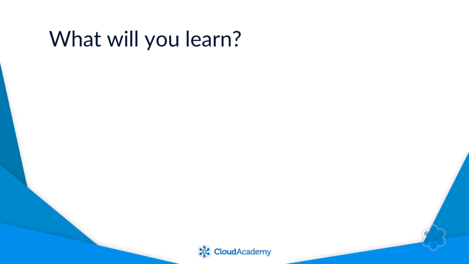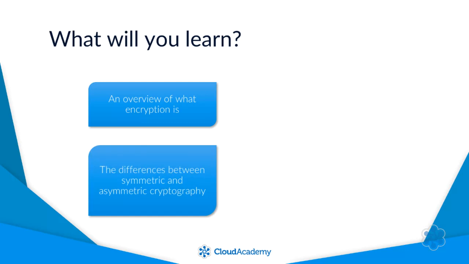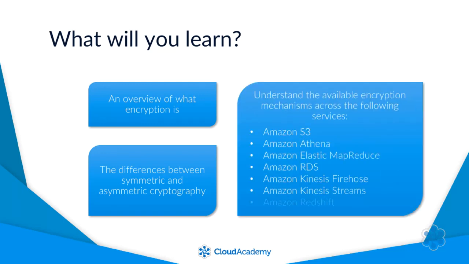This course will provide you with an overview of what encryption is and the differences between symmetric and asymmetric cryptography. You will also gain the knowledge and understanding of available encryption mechanisms that can be used with big data solutions running on the following AWS services: S3, Athena, EMR, RDS, Kinesis Firehose, Kinesis Streams, and Redshift.